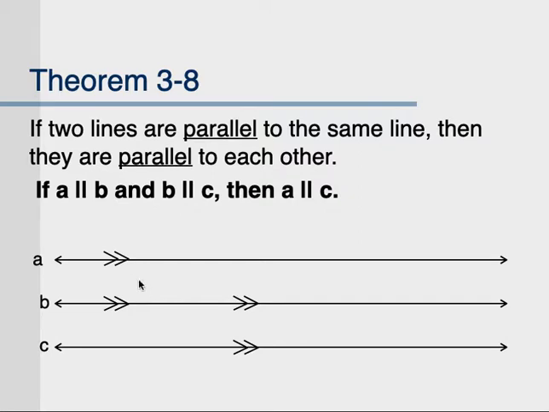Logically, this makes sense. If A is parallel to B, but B is also parallel to C, then you can conclude that A and C have to be parallel to each other as well, because they are parallel to the same line. Make sure you copy down that conclusion as well as the diagram.